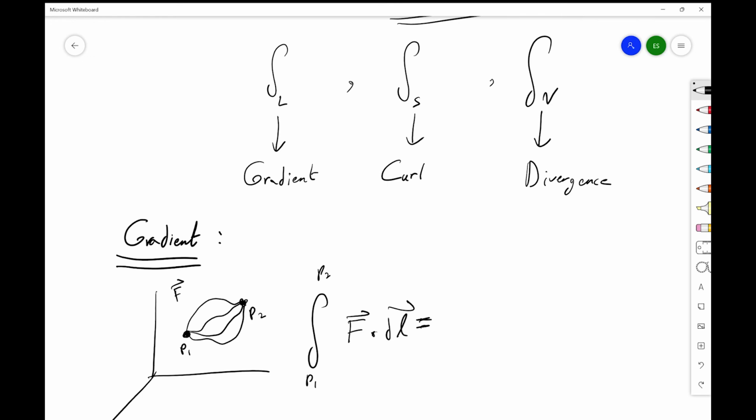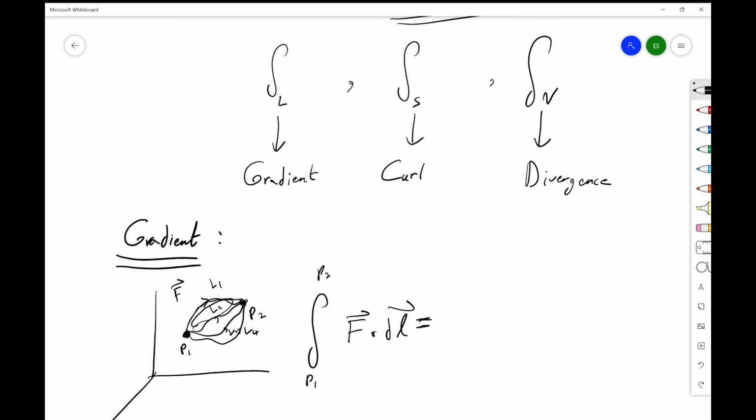By the way, if this integral depends only on the boundary, meaning depends only on P1 and P2, this is instantly a conservative force. Why? Because the integral is going to be the same regardless of the path. If I take path 1, L1, or L2, or L3, or L4, if this is an integral that depends on the endpoints only, by definition, this is a conservative field, because you go one way and then you go back, you get 0, right?